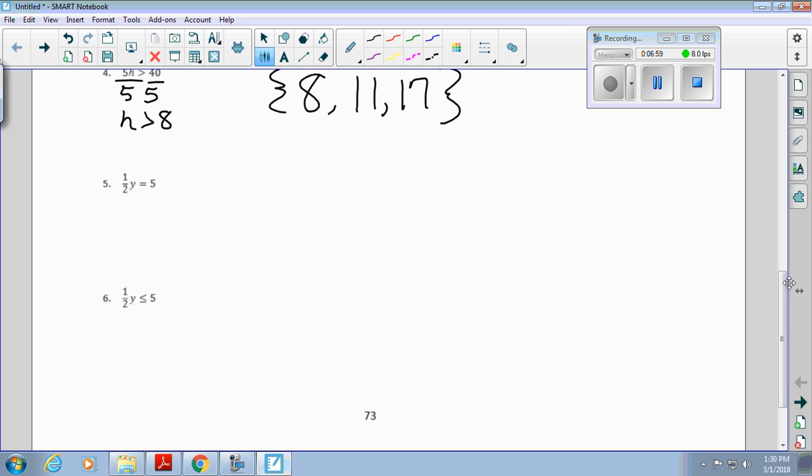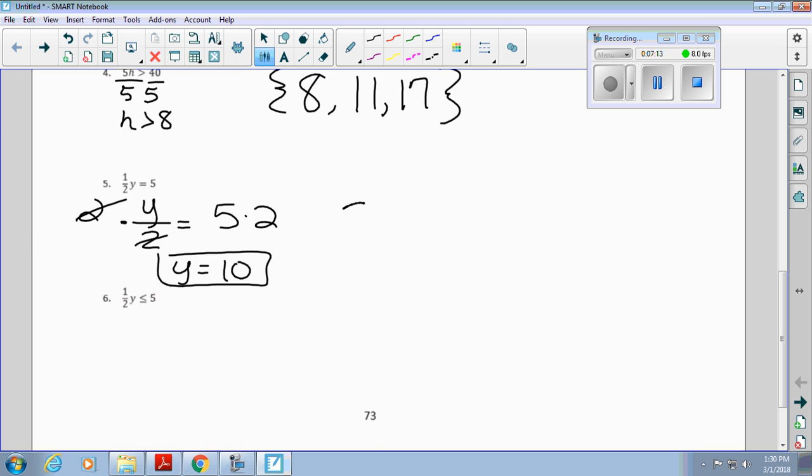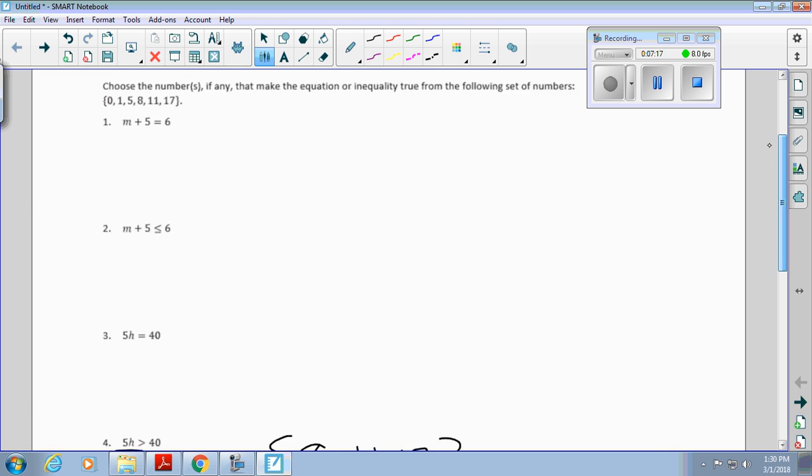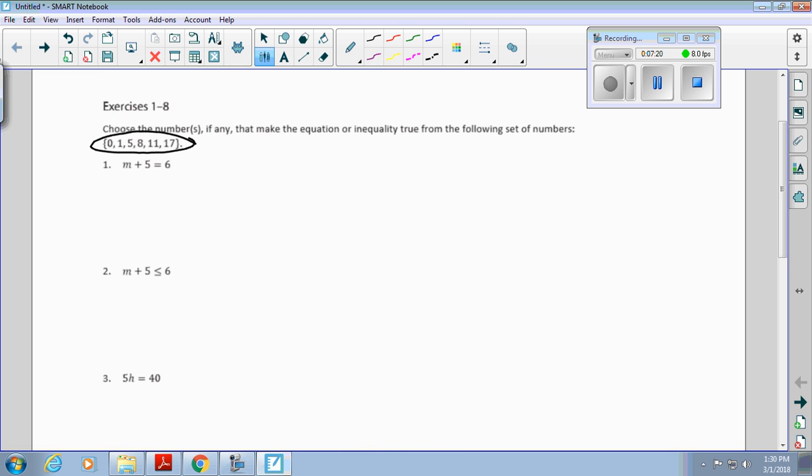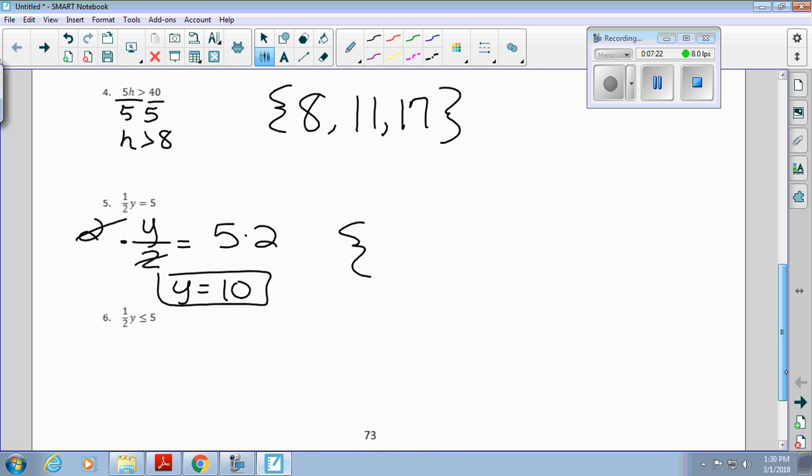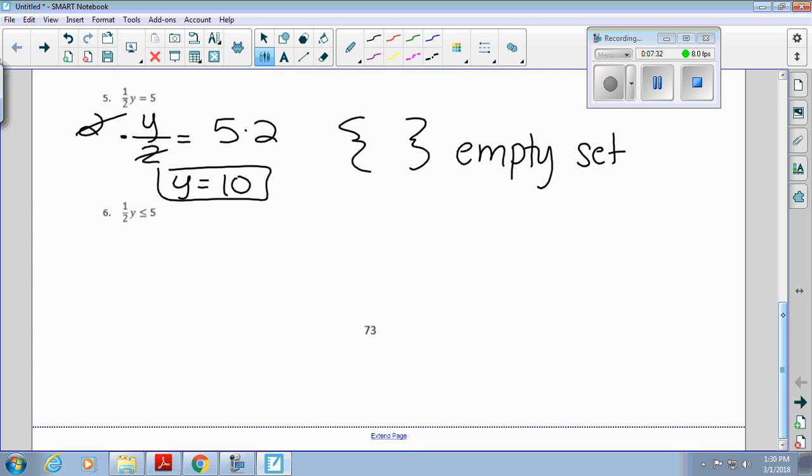When you have 1/2 y, that's the same as saying y divided by 2 equals 5. So instead of dividing by 2, we want to multiply by 2. That's going to give you y equals 10. We do not have a 10 up here in our solution set, so we need to say empty set. You do not say 0 because 0 could be a possible answer. It is just empty set or none, or just an empty set of brackets.